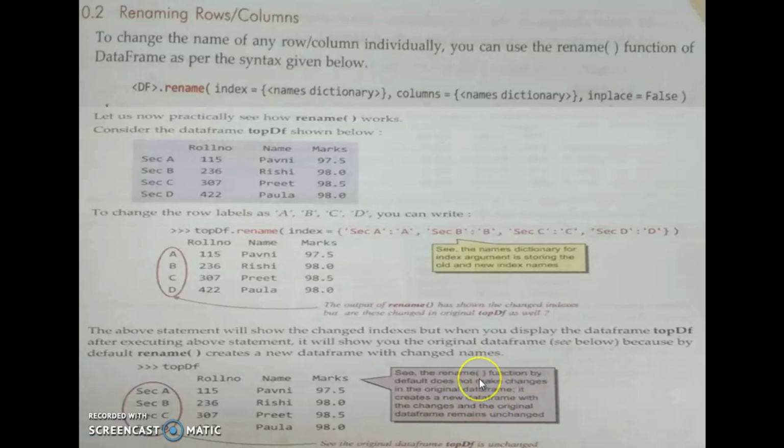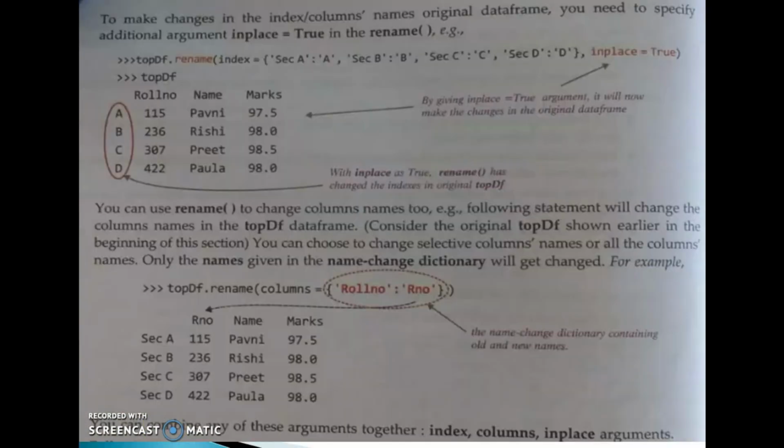Rename function does not make any changes in the original data frame. It creates a new data frame with the changes and the original data frame remains unchanged. That is why here the old row labels. Clear? Next one, how to make changes in the original data frame.